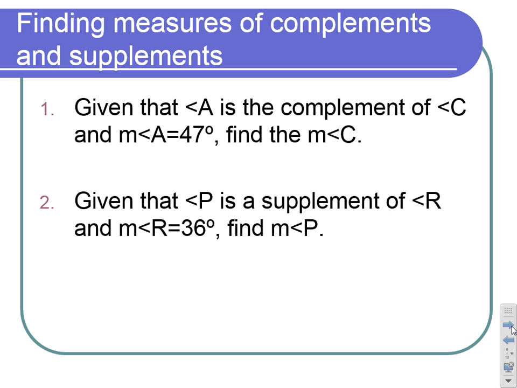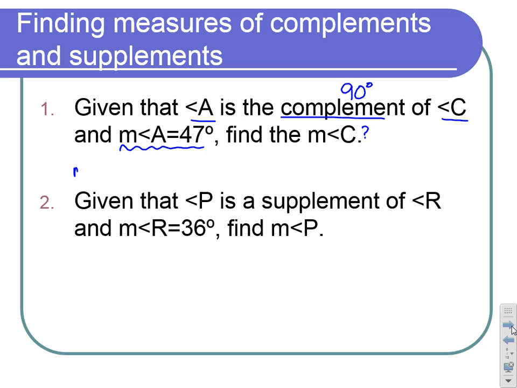Okay, so now you're just going to find the complements and the supplements, which means you're going to be given one angle, and then you're going to use the idea that those two together add up to 90, or those two add up to 180, to solve for the missing complement or supplement. So, given that angle A is the complement of angle C, and we know that the measure of angle A is 47, we want to know what angle C measures. Anytime I have a problem like this, complement or supplement, I automatically put the number, just so I know for sure I get that correct.